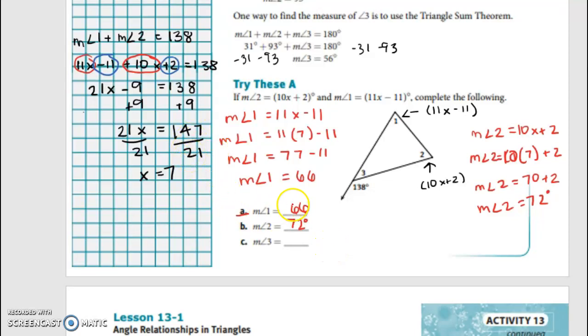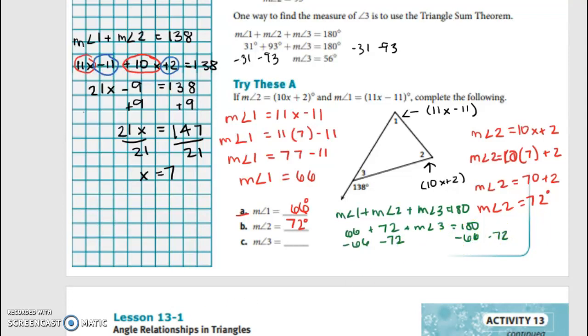And then we can use the triangle sum theorem to figure out the measurement of angle 3. So we've got the measurement of angle 1 plus the measurement of angle 2 plus the measurement of angle 3 equals 180. We've got 66 plus 72 plus the measurement of angle 3 equals 180. Subtract both of these from both sides, and you get the measurement of angle 3 equals 42 degrees.